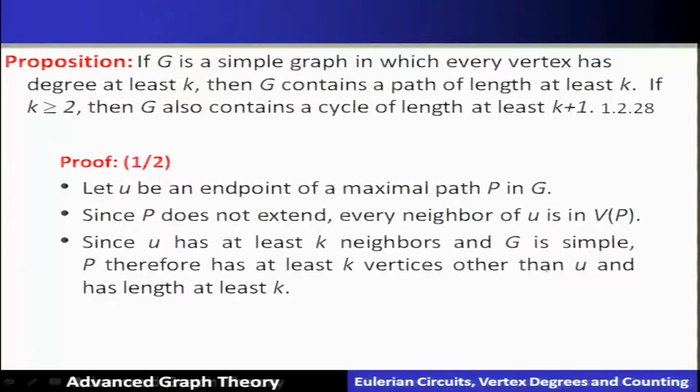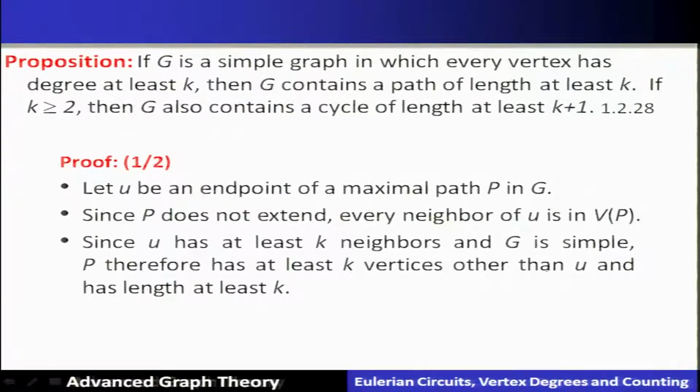If G is a simple graph in which every vertex has degree at least k, then G contains a path of length at least k. Now, if this particular k value is greater than or equal to 2, then G also contains a cycle of length at least k plus 1. Let us see the proof quickly.